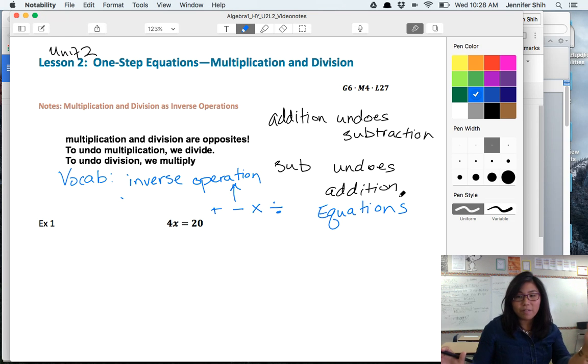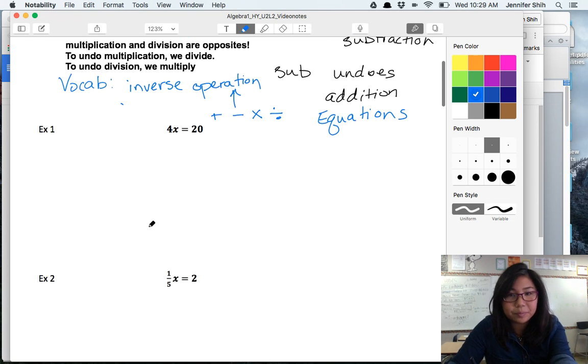So let's take a look at our first example. There's a lot of stuff. If you need to pause the video and to rewind, to write down a few things that I said but did not write down, you do that now. Otherwise, title the next part example 1, and you're going to write 4x equals 20.